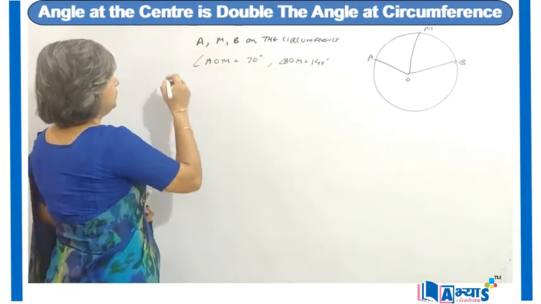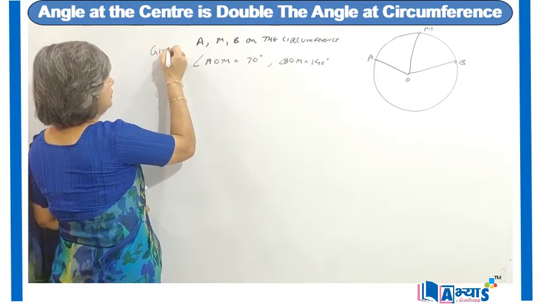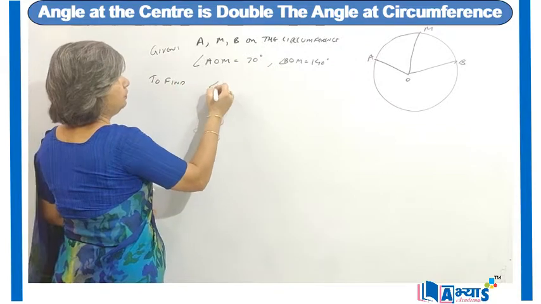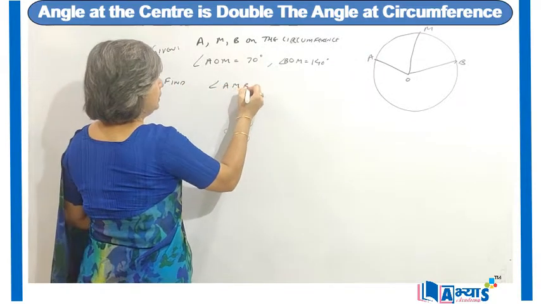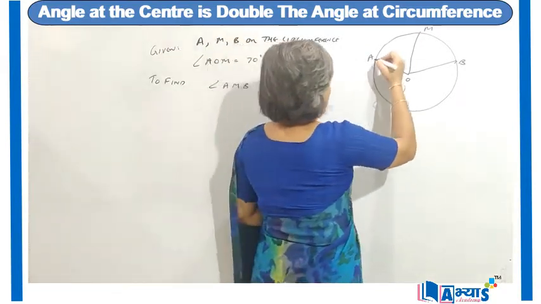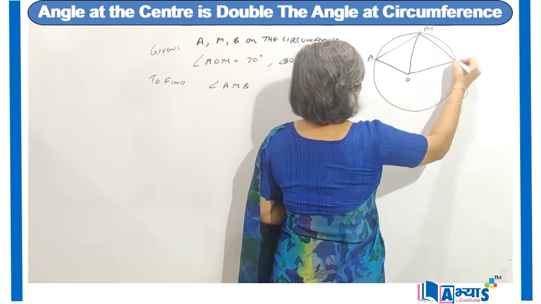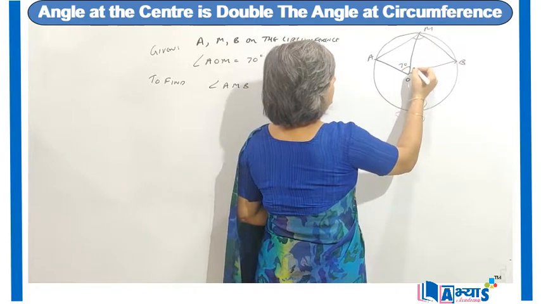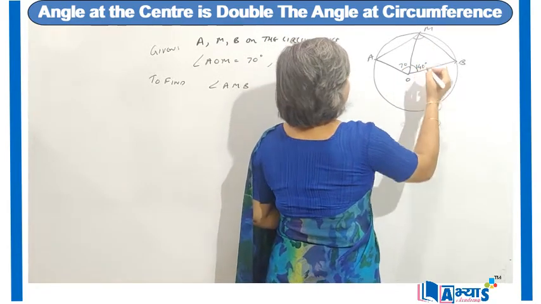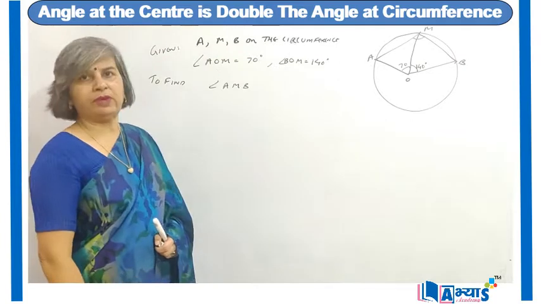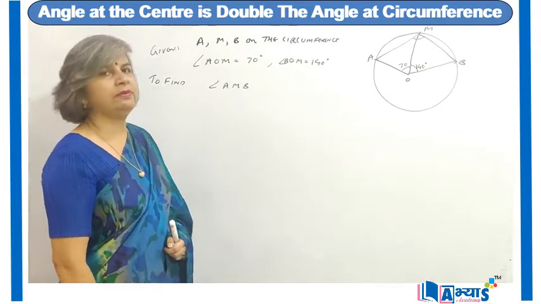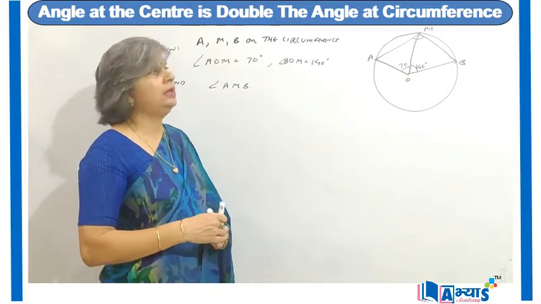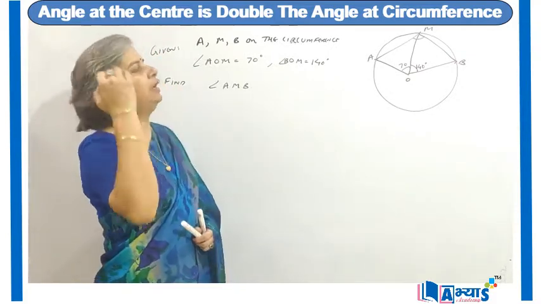We are supposed to find the measure of angle AMB. That means this angle we are supposed to find. Angle AOM is 70 degrees and angle BOM is 140 degrees, and I am supposed to find angle AMB.